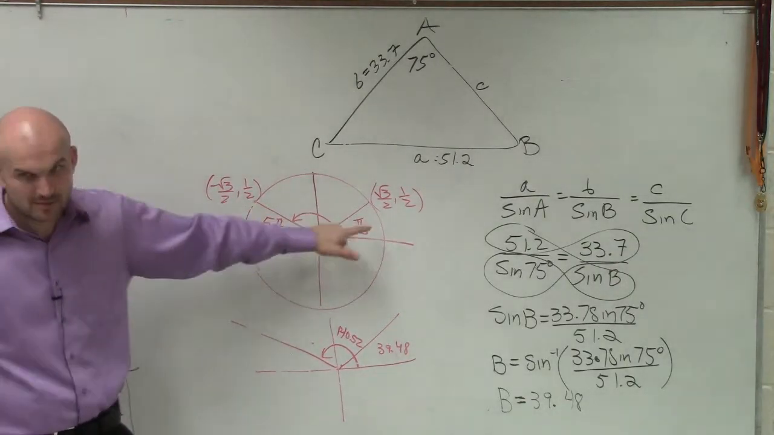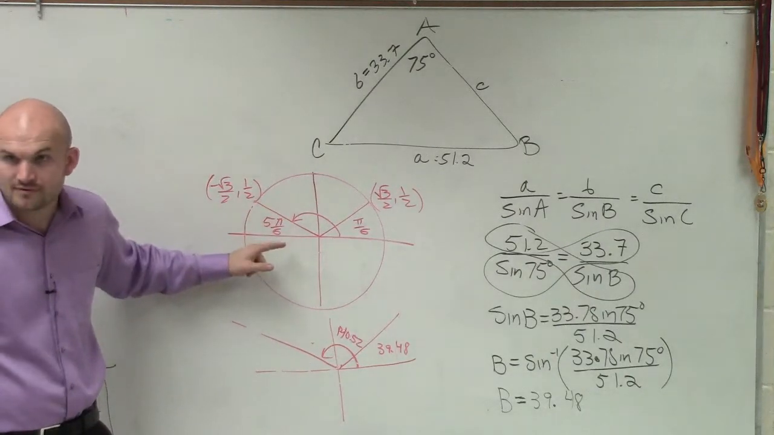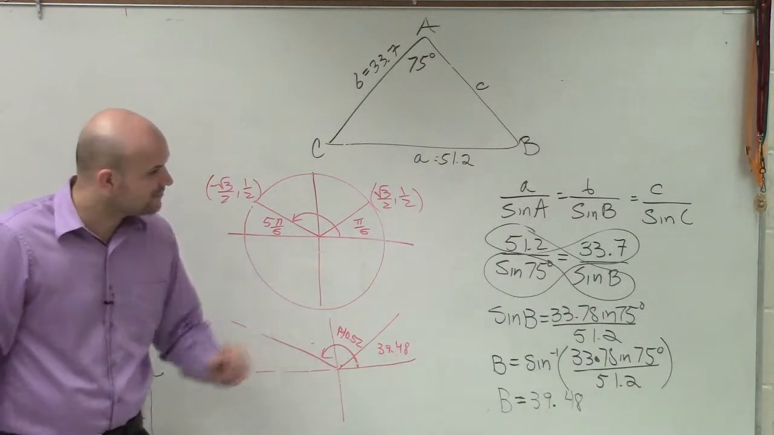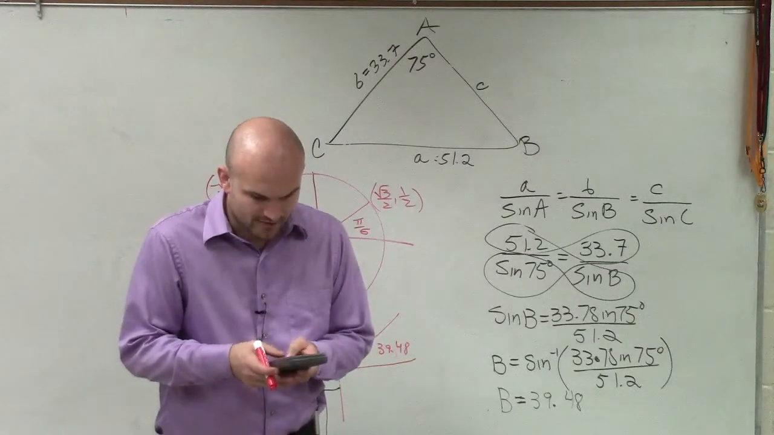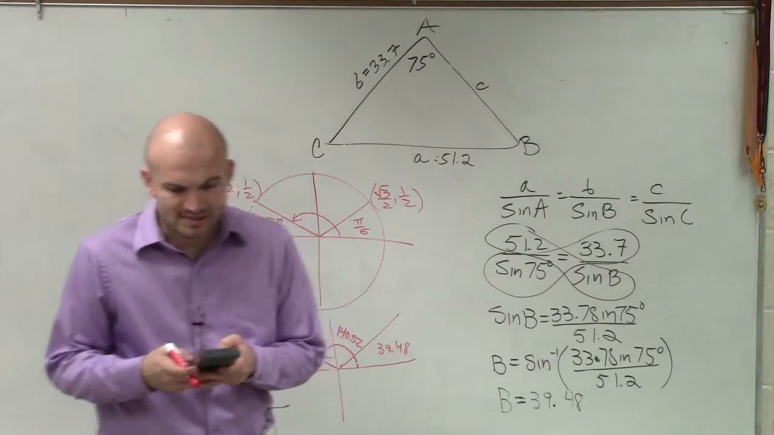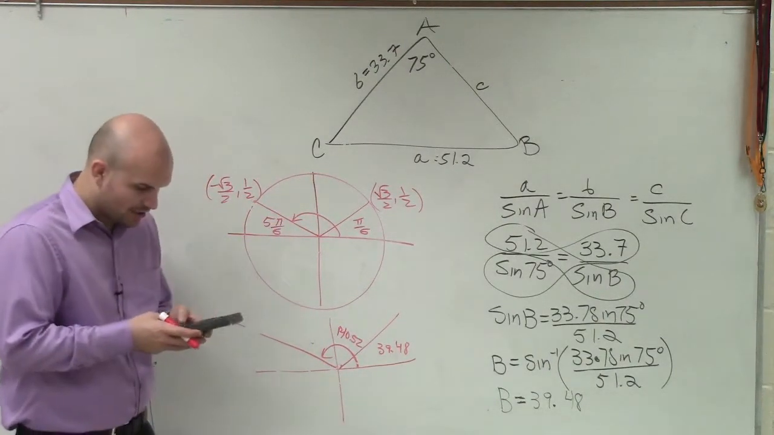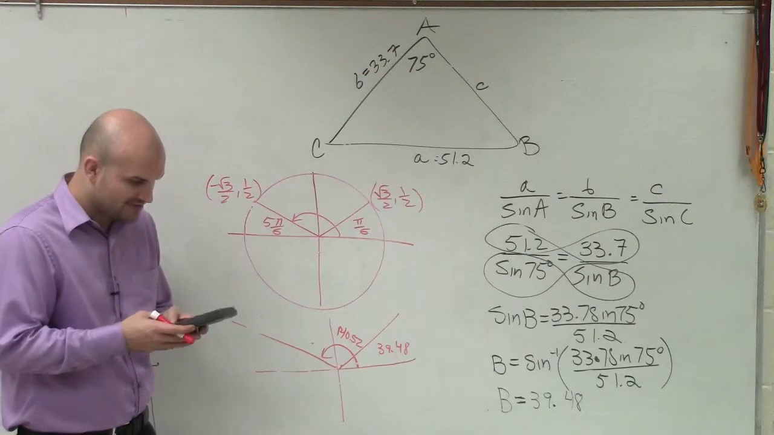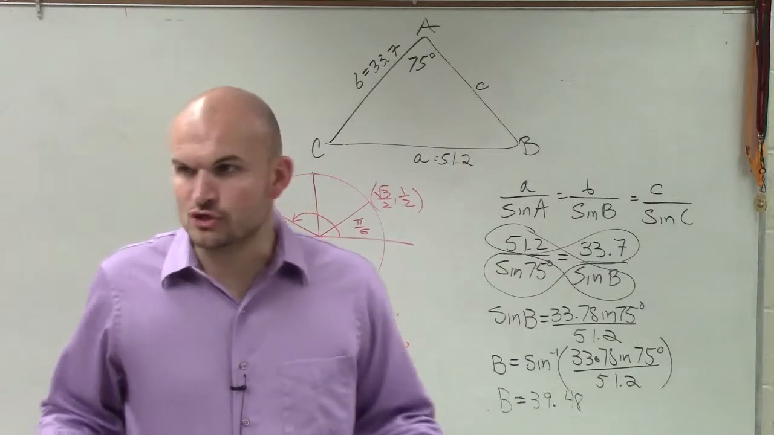Yes. Type in the sine of pi over 6, you get 1/2. Type in the sine of 5 pi over 6, you get 1/2, right? Type in the sine of 39.48, you get 0.6358. Type in the sine of 140.52, you get the exact same answer. So then which answer do you choose?